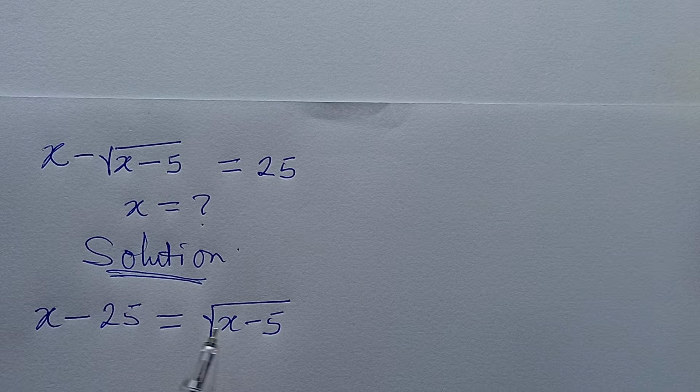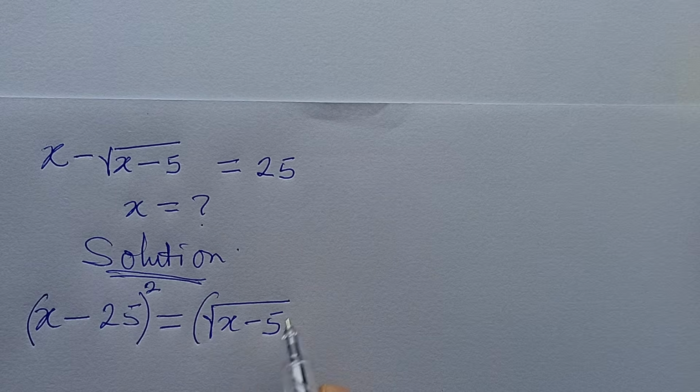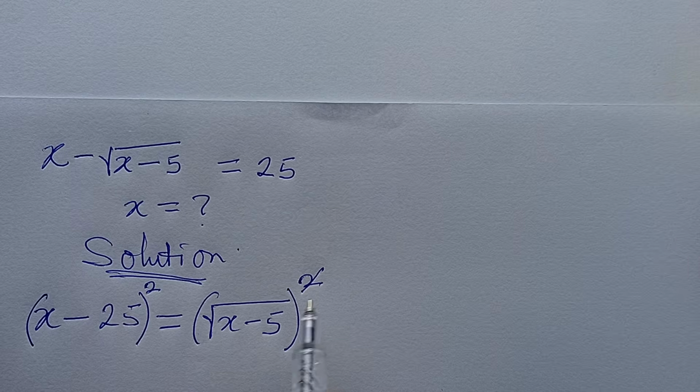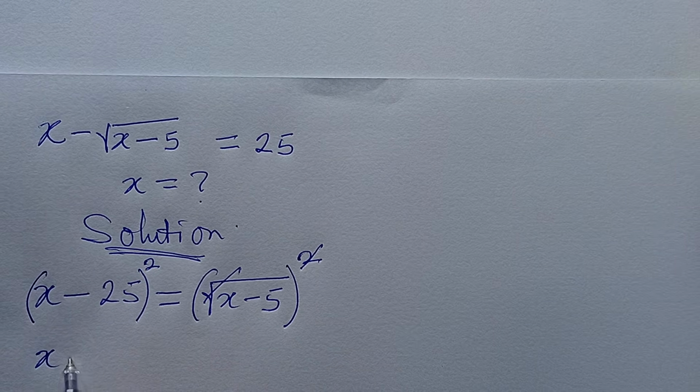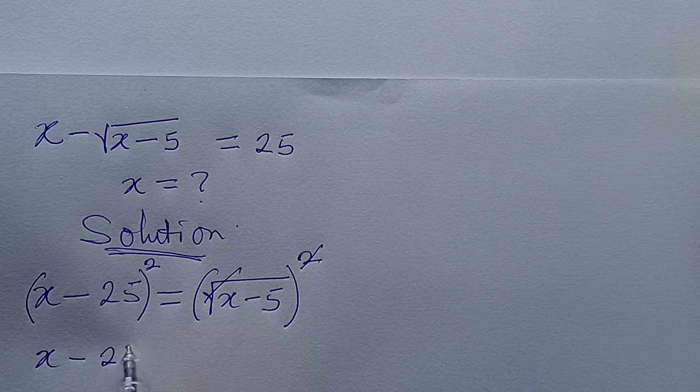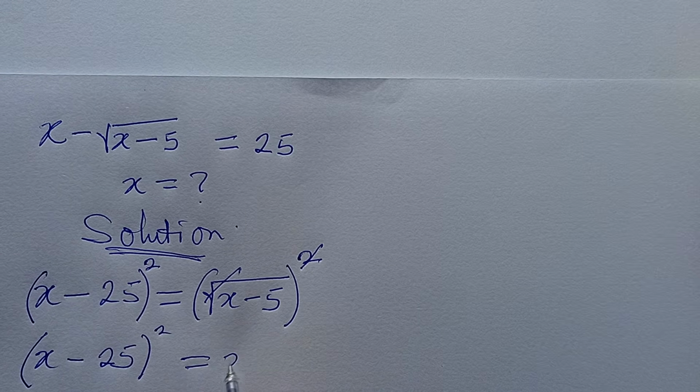From here, we eliminate this radical, and to do that, we raise both sides of the equation to the power of 2, because this is a square root radical. And when we do that, we leave with this radical. So we now have x minus 25 all raised to the power of 2 equal to x minus 5.